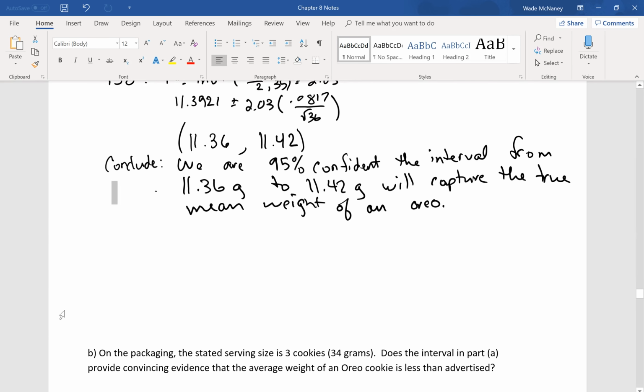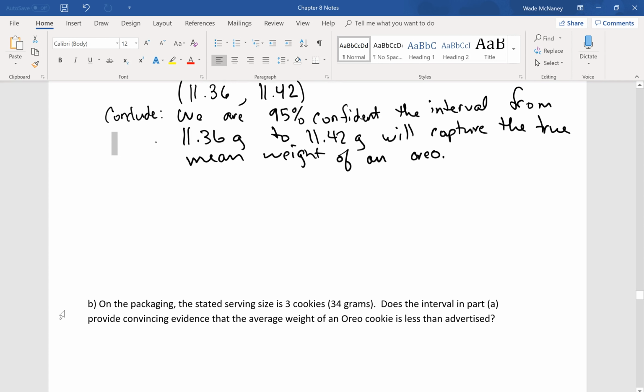Now, the question that goes with that. On the packaging, it says that a serving size of 3 cookies weighs 34 grams. Does this interval that we just came up with up above give convincing evidence that the average weight of an Oreo is less than advertised? Well, this interval up here that we did was for 1 Oreo, and this is for 3 Oreos. So the first thing we need to do is go back to 1 Oreo. The mean weight of 1 Oreo should be 34 divided by 3, or 11.33 grams.